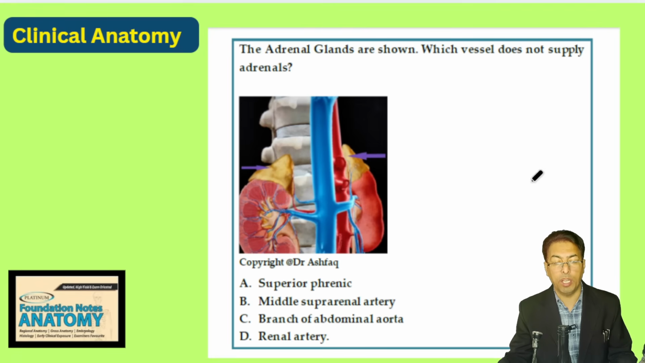So over here, you can see that this is a sort of twisted question. The first branch to the suprarenal is the inferior phrenic. It is not the superior phrenic. So this is the answer to the question: it does not supply. The middle suprarenal is there, the branch of the abdominal aorta I mentioned, and the renal artery, which directly or indirectly supply the adrenal glands.